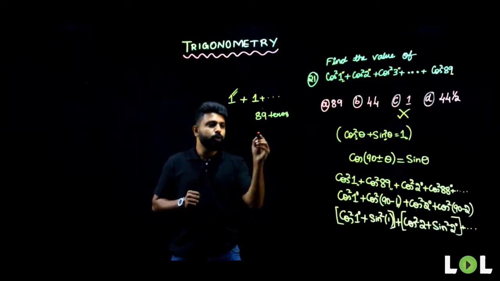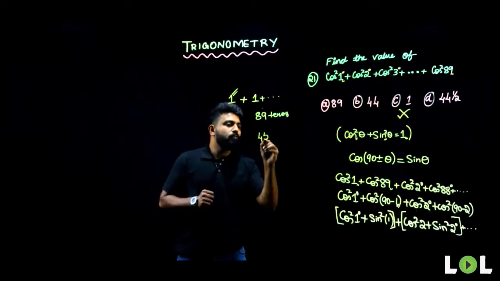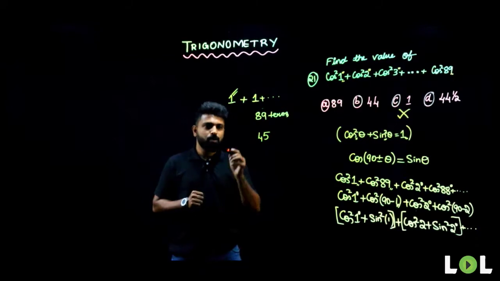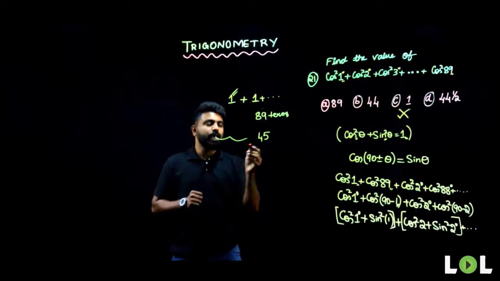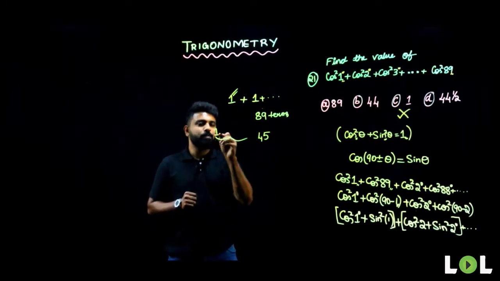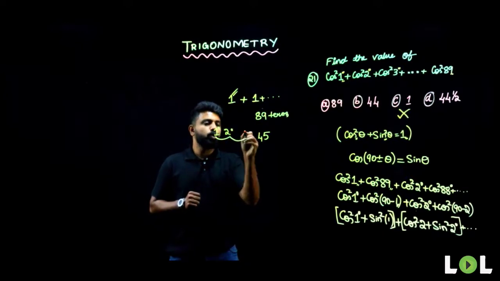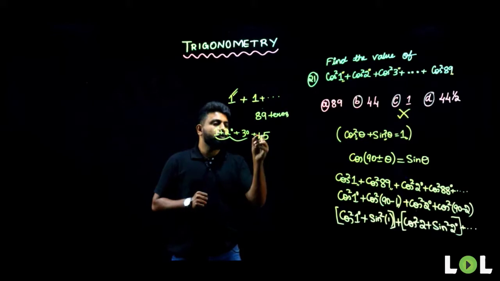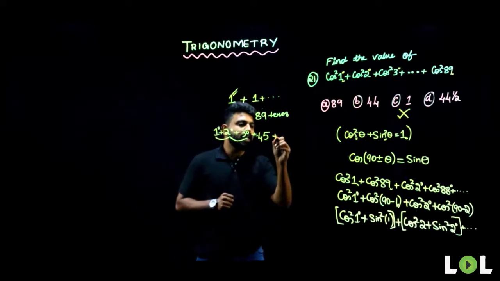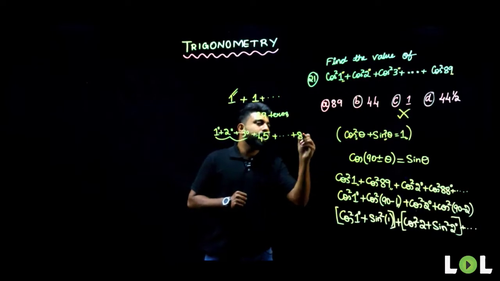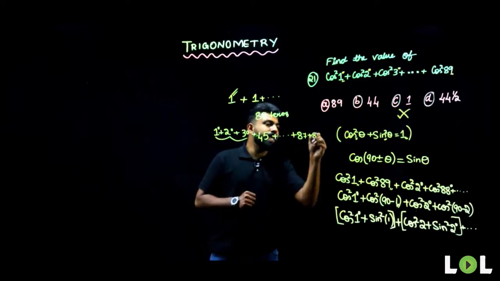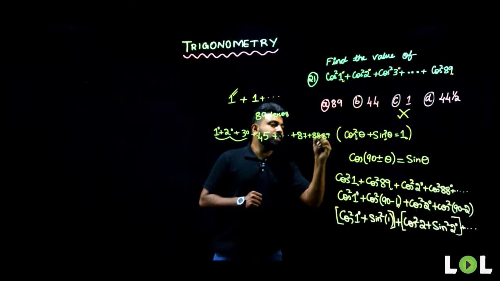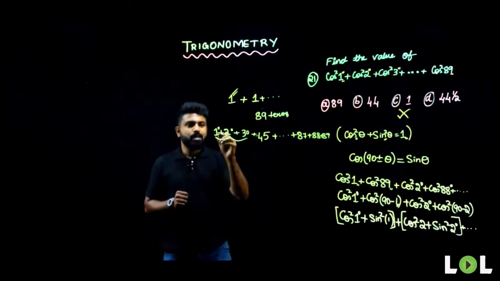So what do we do? We know that if it is 89, 45 will be my middle term. So there are totally 44 terms before this, starting from 1 degree, 2 degrees, 3 degrees, and so on up to 45. Similarly, on my right hand side as well, there will be 44 terms ending at 87 degrees, 88 degrees and 89 degrees. Now look at this.